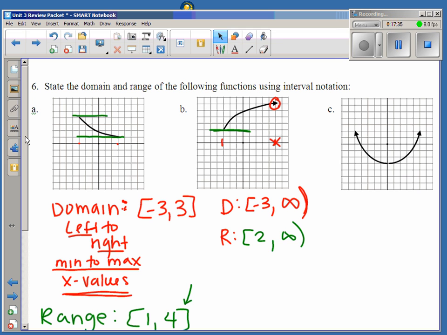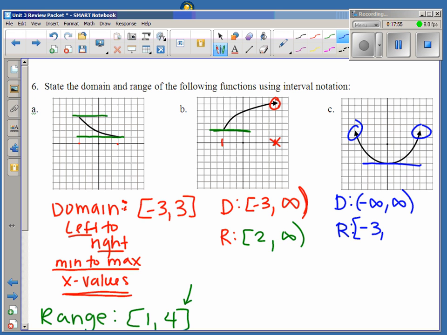And the last one is a parabola. We talked about this, I know, a couple years ago as well. Parabola, the x values can be anything, so negative infinity to infinity, because those arrows are on both ends, signifying that it goes on from the left forever and to the right forever. And the range, we have a bottom, it's negative 3. But the arrows mean that it's going to go up forever, so this one goes to infinity.